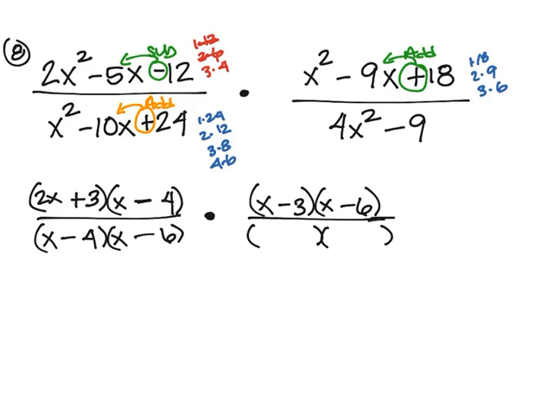And then on the bottom, we got the difference of squares. So that's just going to be 2x plus and minus who? 3. Very good. Y'all see that?